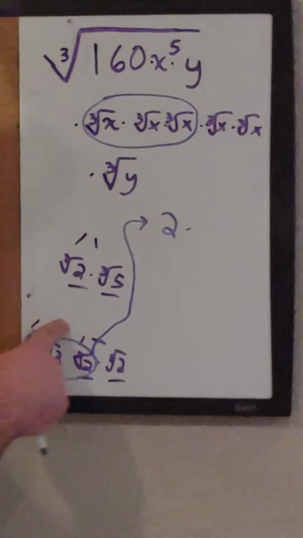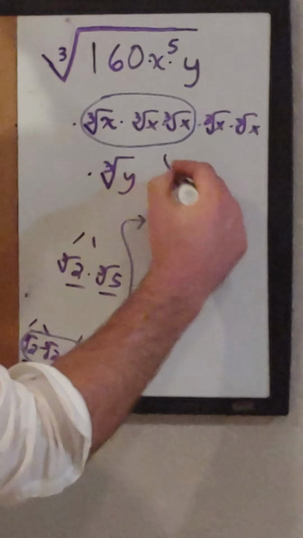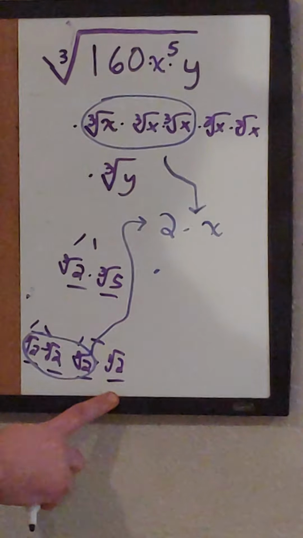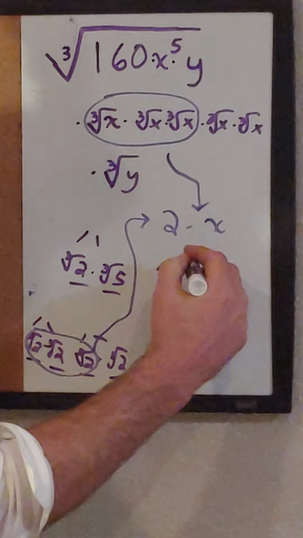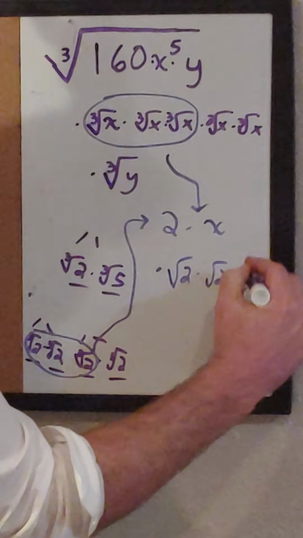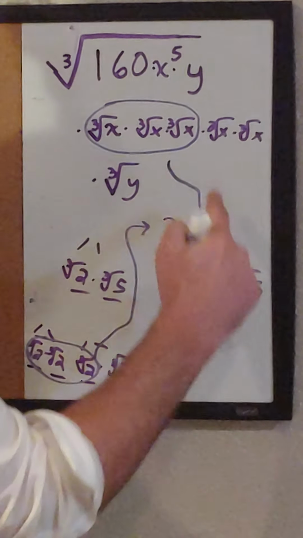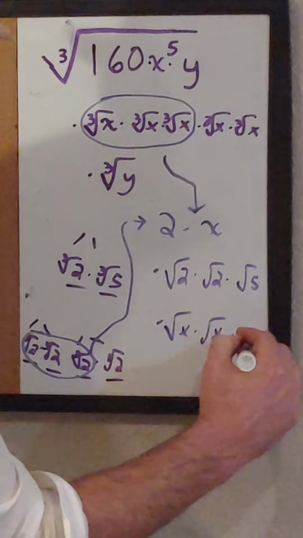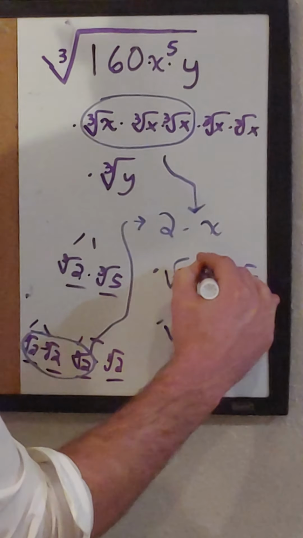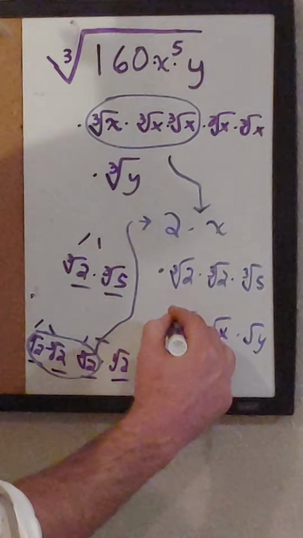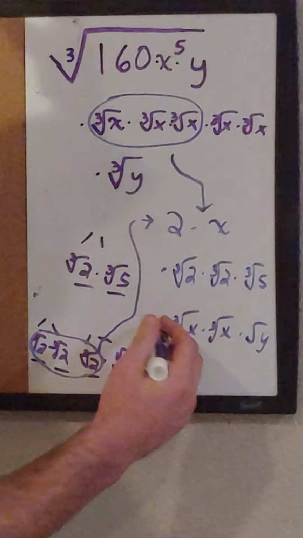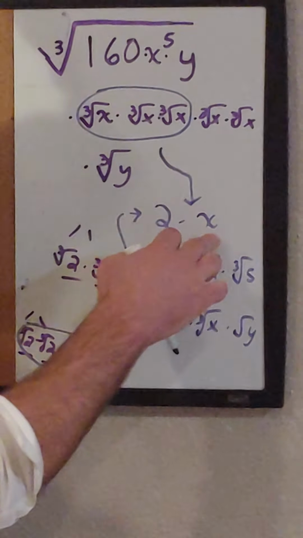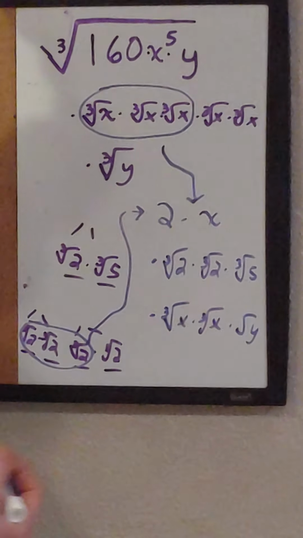Okay, so this right here is going to turn into a 2. This here is going to turn into an x. Everything that's left over we're going to put behind. And now we're just going to multiply everything together. So we've got 2 times x. That's going to give you 2x.